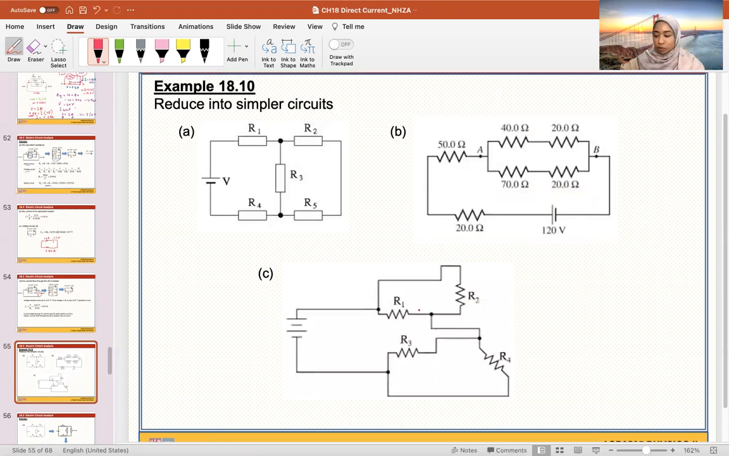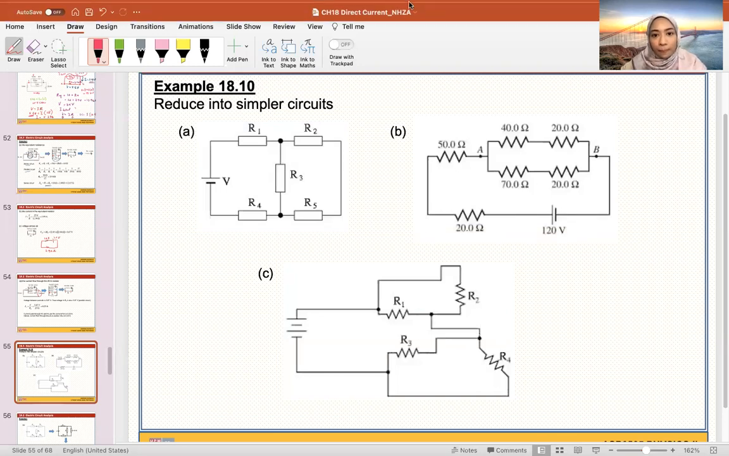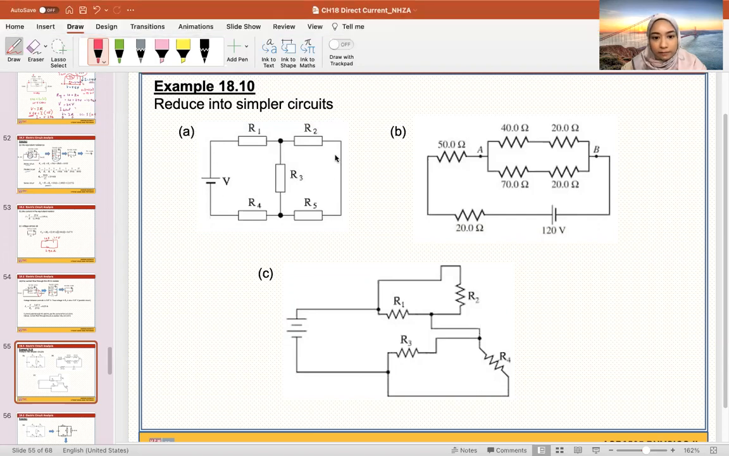Okay, so reduce into simpler circuits. Let's do this together. Saya akan panggil random people as usual. So we have 35. Saya rasa macam lama sangat tak panggil Amsha. Can I call Amsha today? Is Amsha there? Yes. Okay, so how would you tackle this problem? What is your step? Let's do it together.